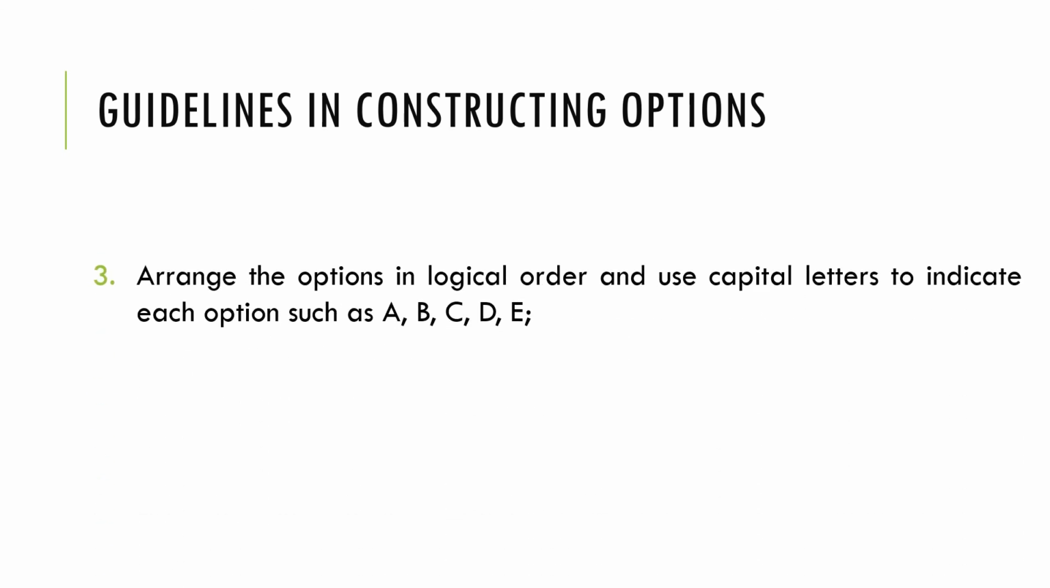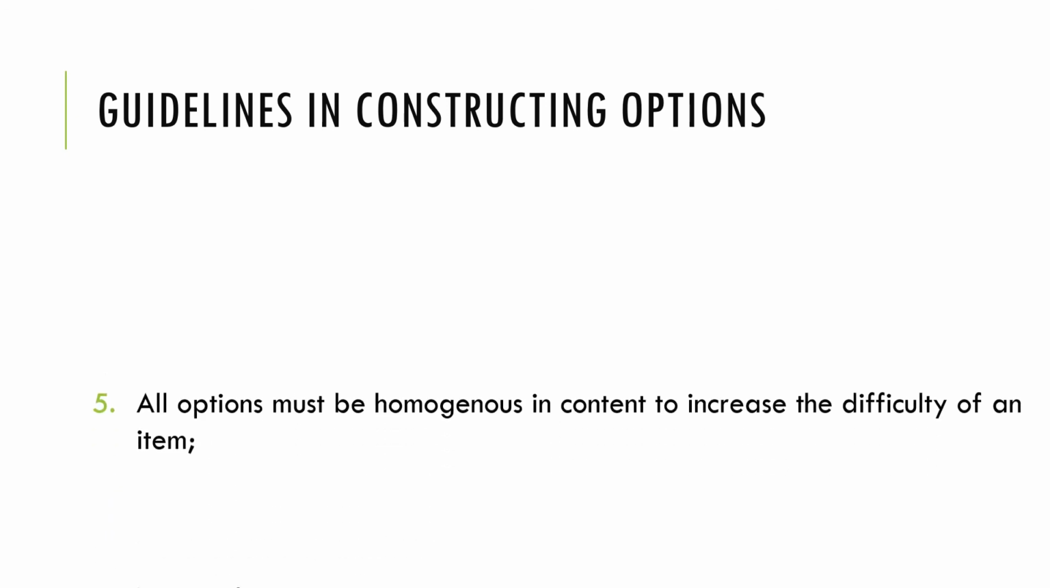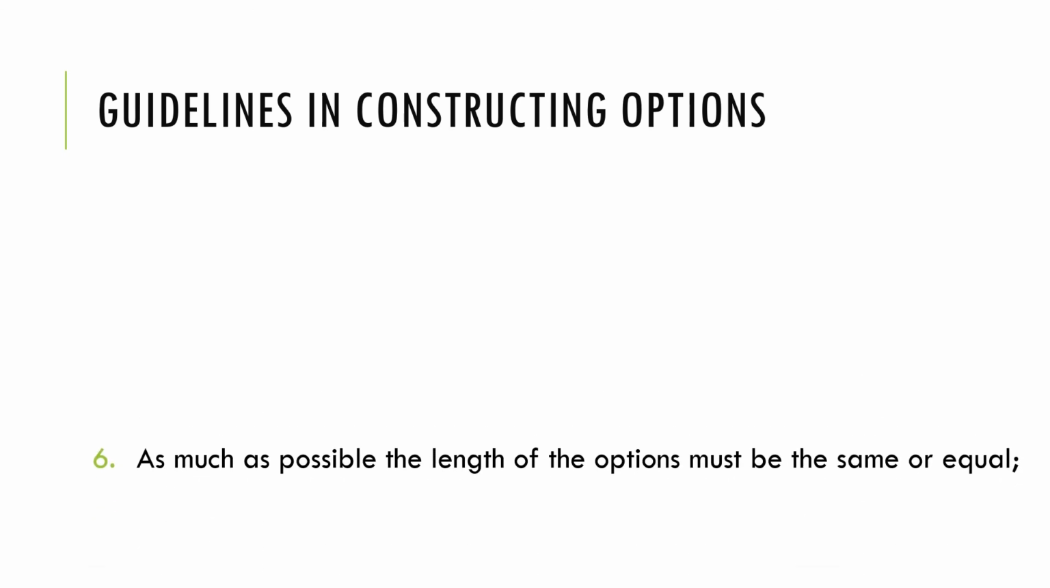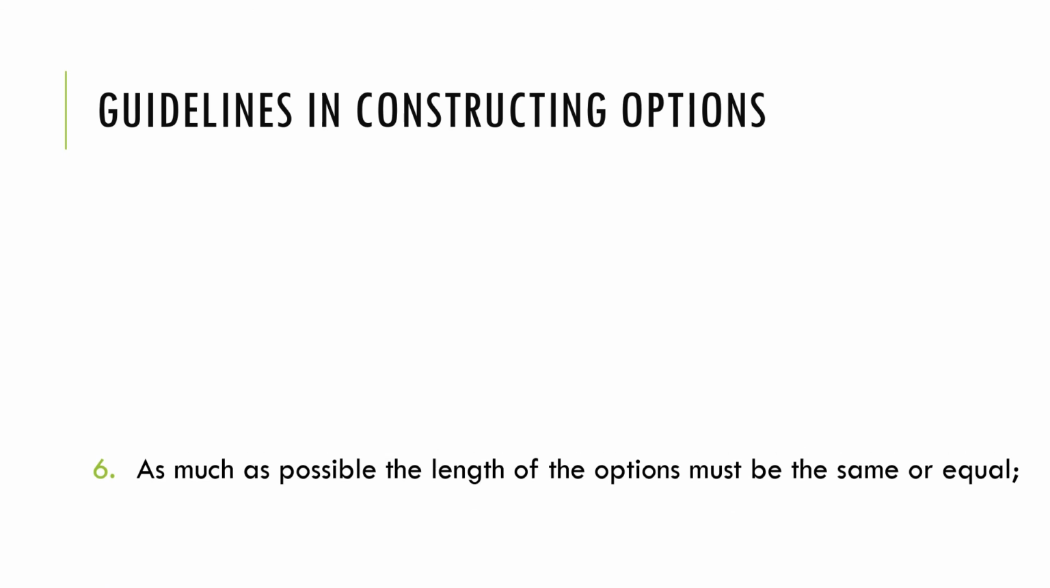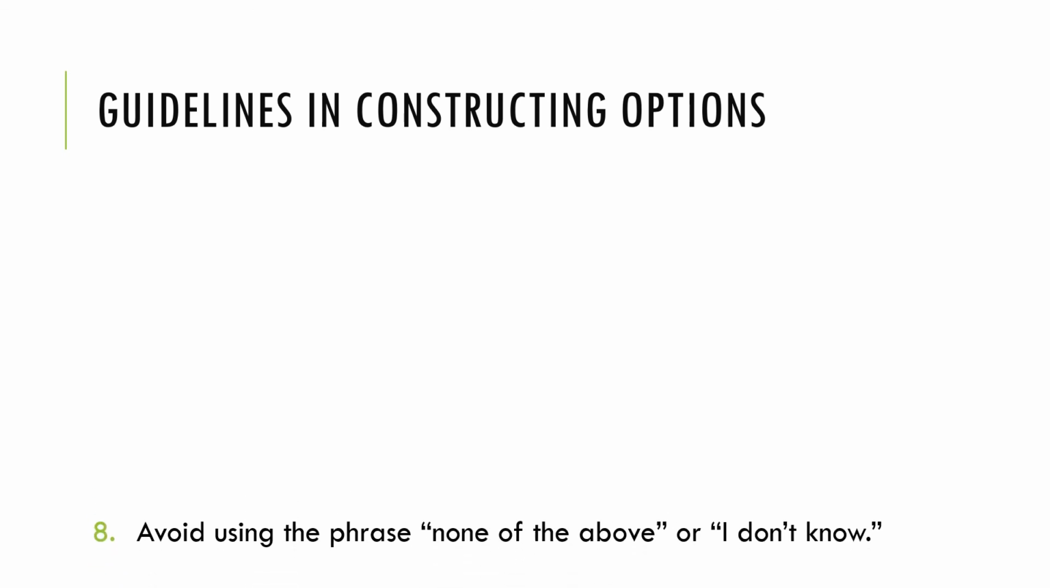Number three, arrange the options in logical order and use capital letters to indicate each option, such as A, B, C, D, and E. So naka-capital letters. No overlapping options. All options must be homogeneous in content to increase the difficulty of an item. Number six, as much as possible, the length of the options must be the same or equal. Avoid using the phrase all of the above, yes, and avoid using the phrase none of the above or I don't know.